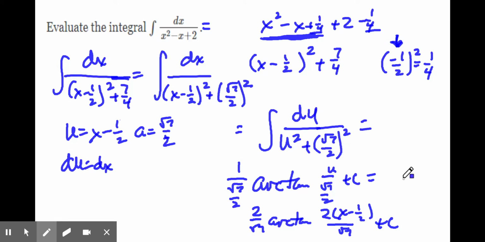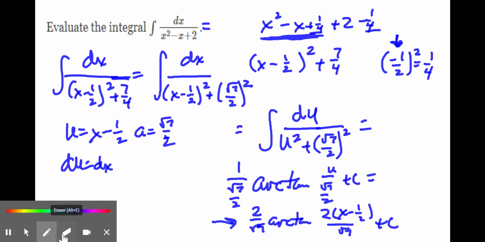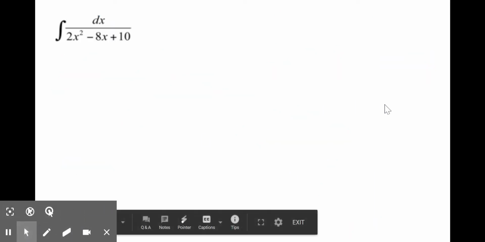Okay? So a little messy. You don't have to rationalize the denominator. We really don't do that in calculus at all. You can just leave this answer like this, and you're all done. All right, let's see what we have here next.